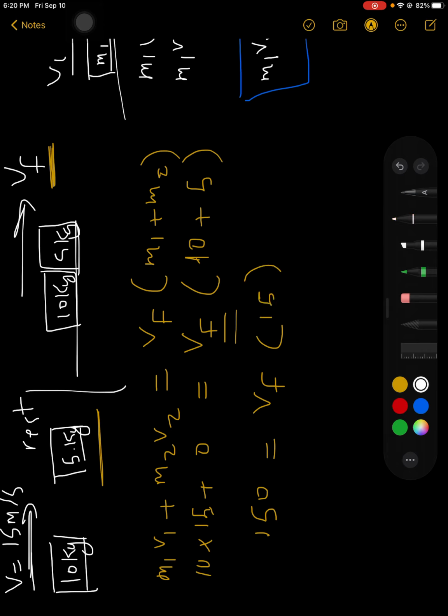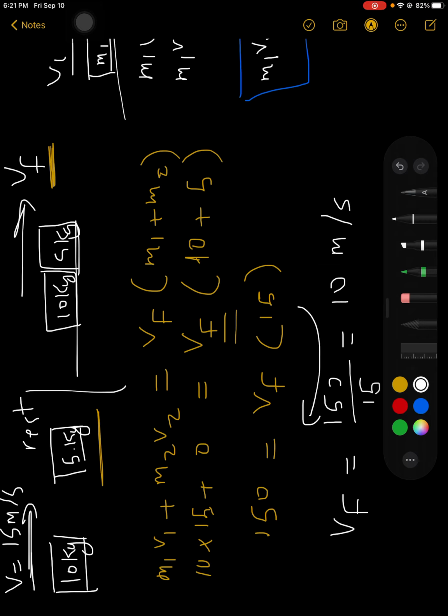So I will just move 15 to the other side. So VF equals 150 over 15, equals 10 meters per second.